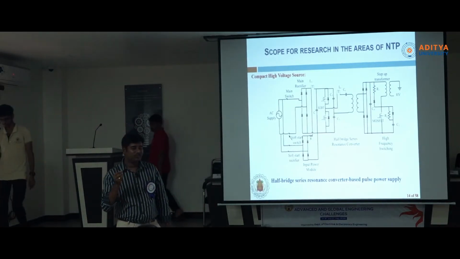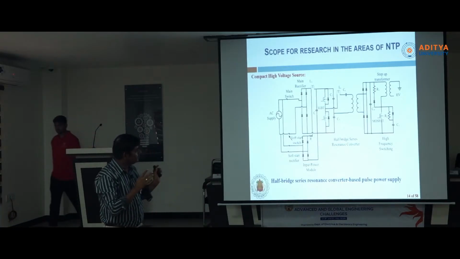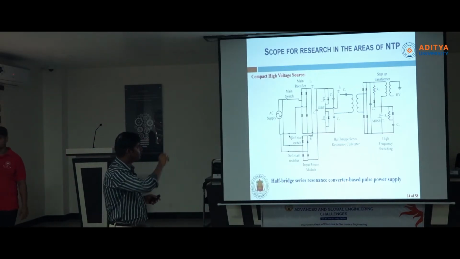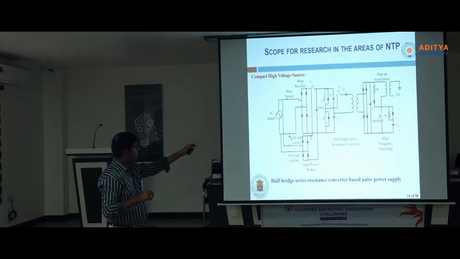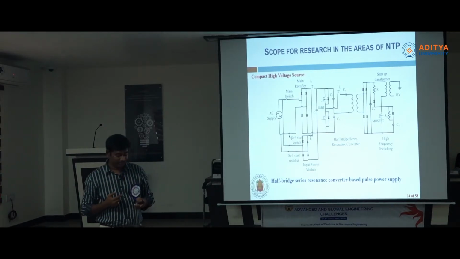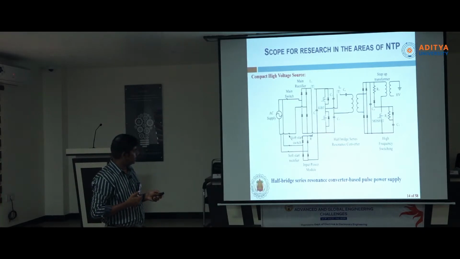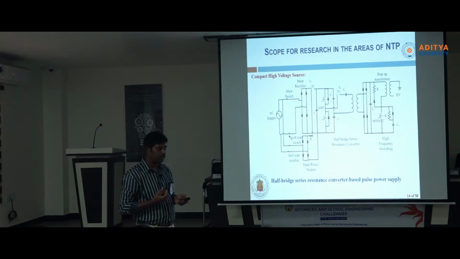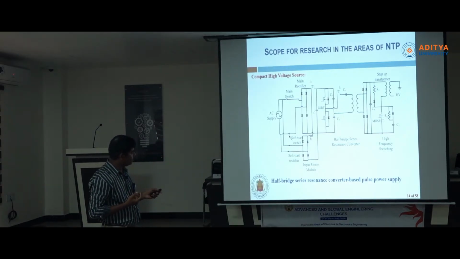isn't it? So here also, this is the basic design of a series resonance converter where you can generate high voltage, but here also there are many switches, capacitors, diodes, so you can reduce the number of components here also. There is scope for research. And compactness is also one of the preferred elements in this area, so that is also where you can work.